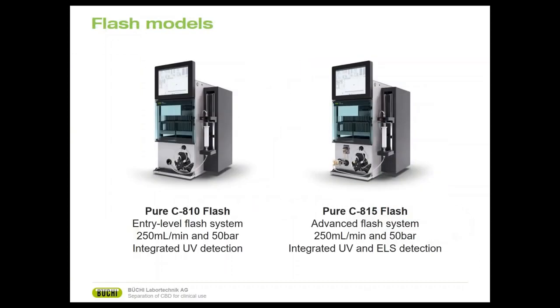So for the large amount of sample purification, BUCHI offers the Pure series of flash chromatography models. Pure C810 is our entry-level model with UV detectors only. It can operate at 250 milliliters per minute with a 50 bar pressure limit. The only difference between C810 and C815 is the ELS detector of the C815 model. It comes with the extra detector and dry air supply.